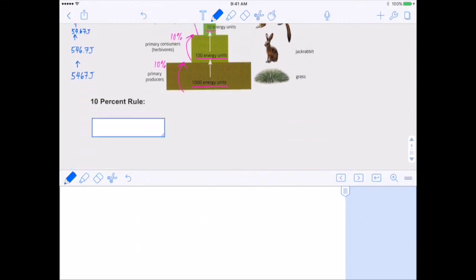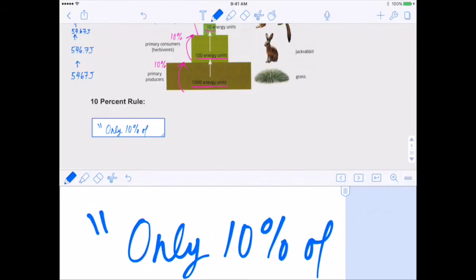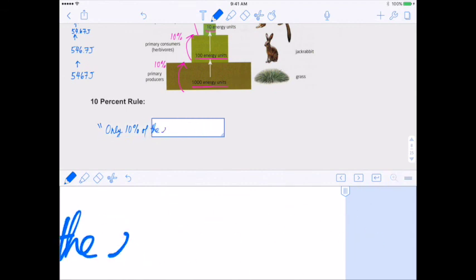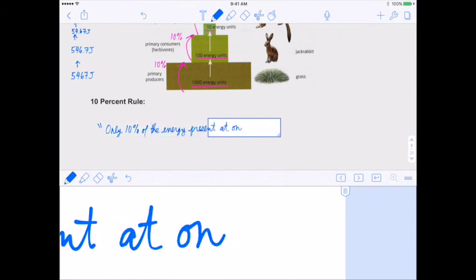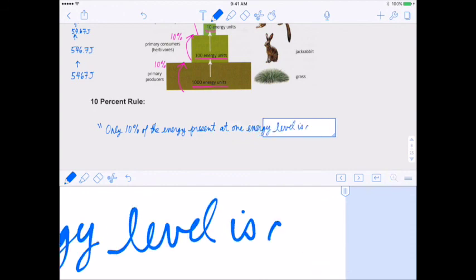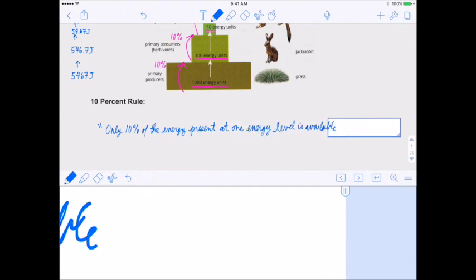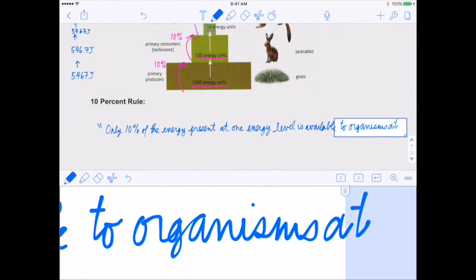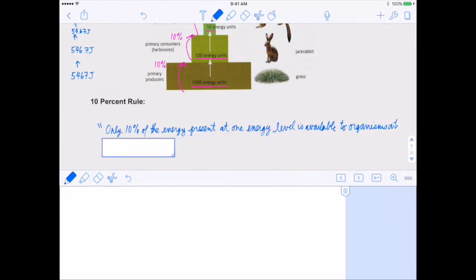And this states only 10% of the energy present at one energy level is available to organisms at the second energy level, or the next energy level.